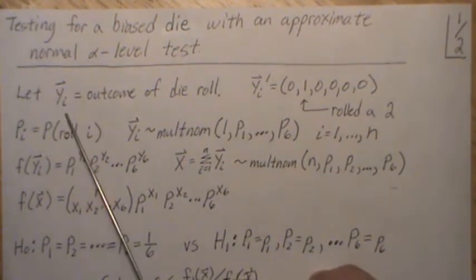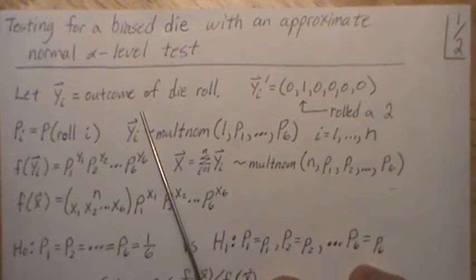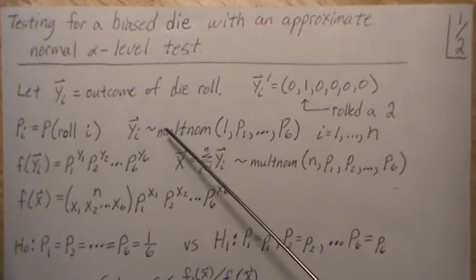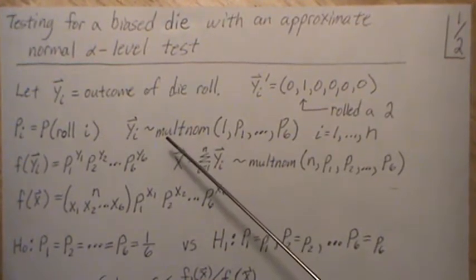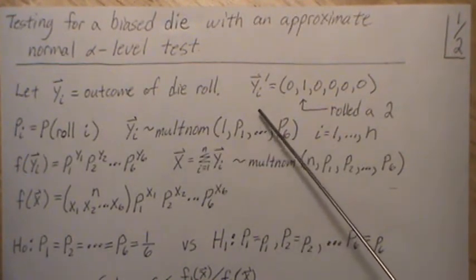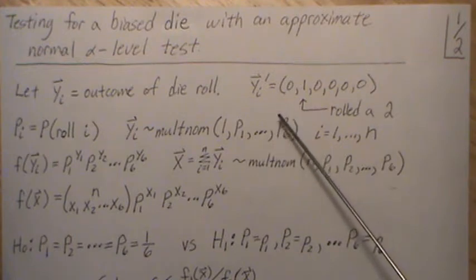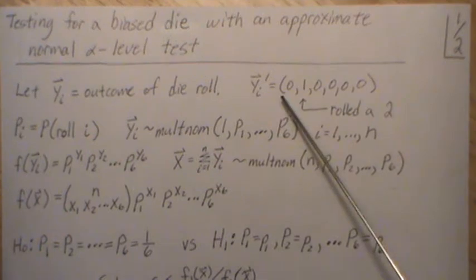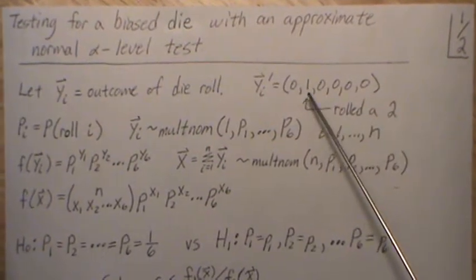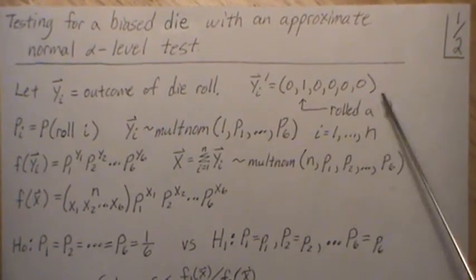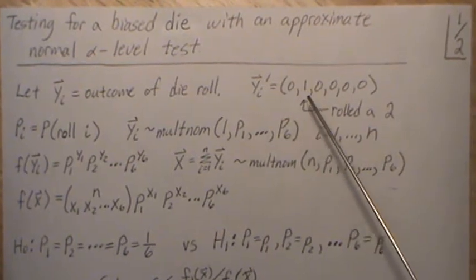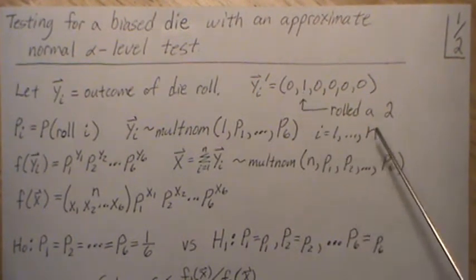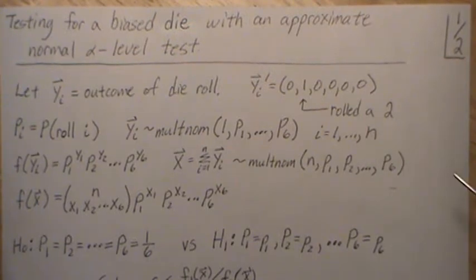So let's let yi be the outcome of a die roll. A die takes on values 1, 2, 3, 4, 5, 6. So each observation is an indicator variable on what was rolled. So there's all zeros and one, and where that 1 is tells us what we rolled. In this case, since the 1 is in the second component, it means we rolled a 2 on the die.